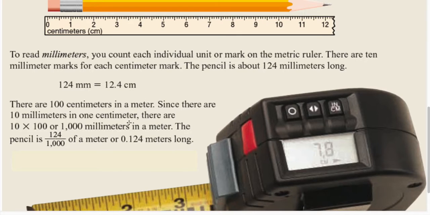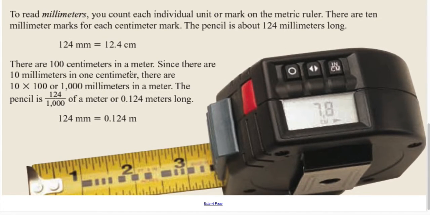And if you recall from our last lesson, 124 over 1,000, since this is in the thousandths place, we will put 4 in the thousandths place. That's 3 digits after the decimal, and that's the reason why it comes out as 0.124. So 124 millimeters is equal to 0.124 of a meter. So that's just a little bit of an introduction to our lesson, and let's continue.